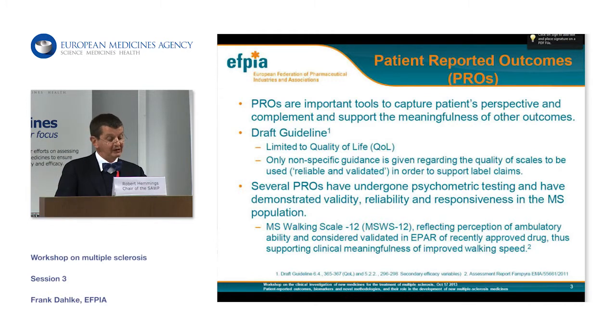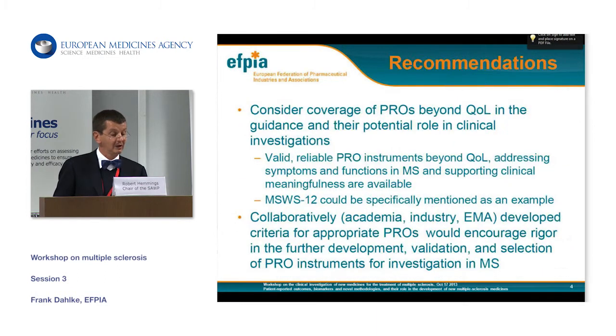Several PROs have undergone some psychometric testing and have demonstrated some validity, reliability, and responsiveness. And again, it's quite nice to see some convergence this morning. Several times the MSWS-12 came up in the discussion, and we also felt that this would be a scale particularly relevant because it has been used in recent regulatory processes to support the clinical meaningfulness of improved walking speed. And that is why that scale probably could be a kind of anchor point, what we all believe could be useful and sensible to use. I will return to that at the end of my talk.